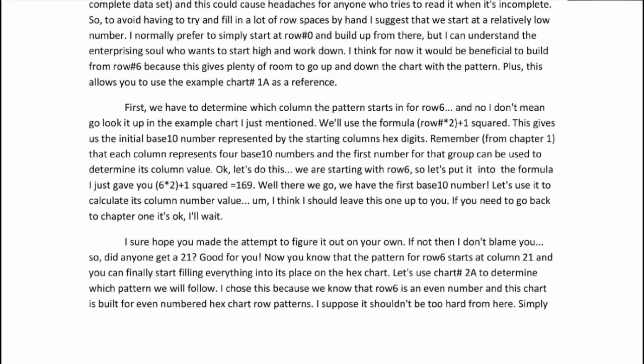Okay, let's do this. We are starting with row 6, so let's put it into the formula I just gave you. 6 times 2 plus 1 squared equals 169. Well, there we go. We have the first base 10 number. Let's use it to calculate the column number value. I think I should leave this one up to you. If you need to go back to Chapter 1, it's okay, I'll wait.